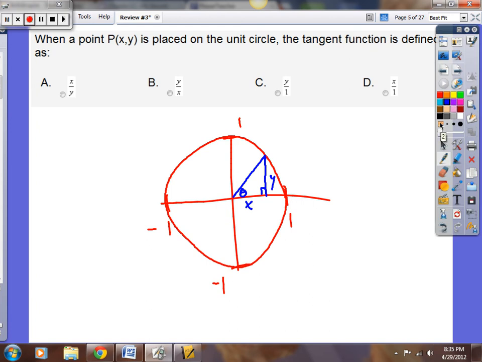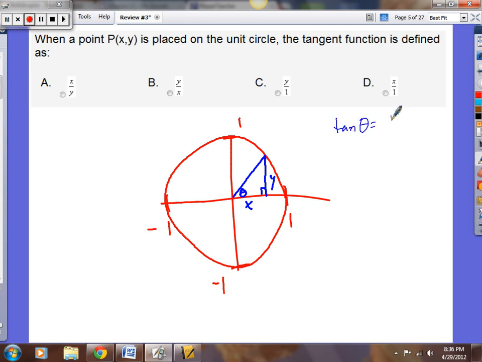So the tangent function is defined as tangent of theta equals opposite over adjacent. So it's going to be y over x. Here's theta right here. Opposite of theta is y. Adjacent to theta is x. So I'm going to go with B.